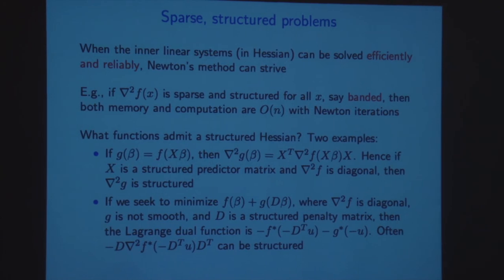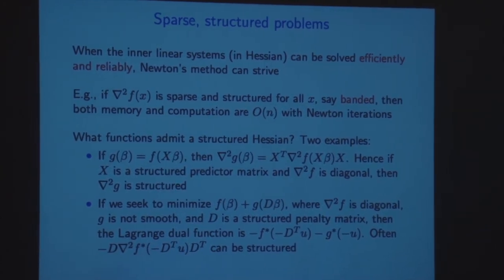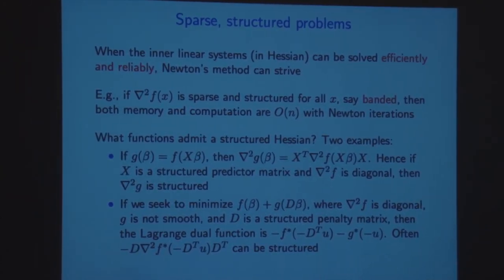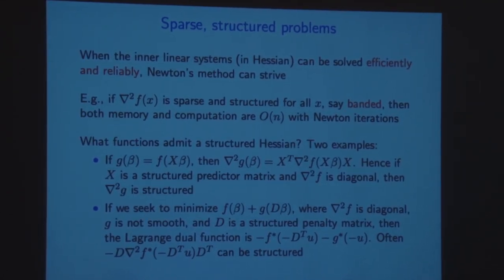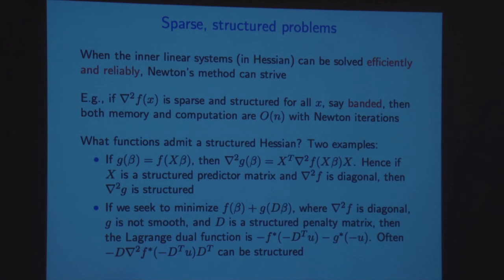So what's one place in which we might use Newton's method given those considerations? If the Hessian is sparse and structured, and we can solve linear systems in it efficiently and reliably, then that's a place in which we'd want to use Newton's method. So what's another, more concrete example?